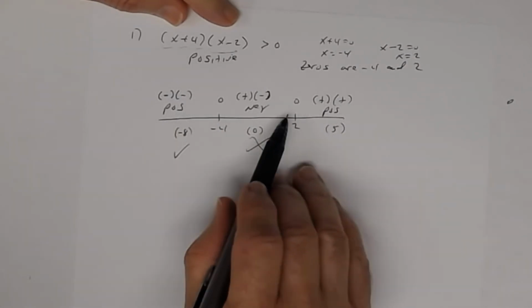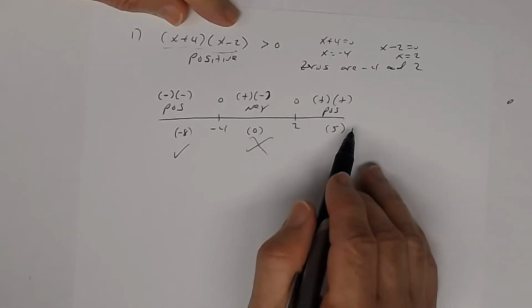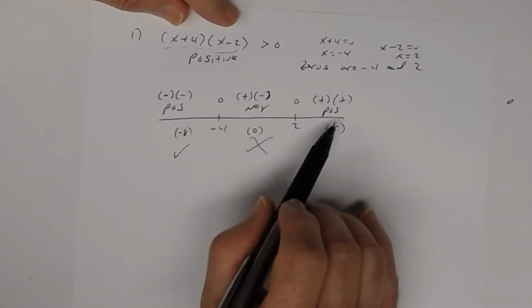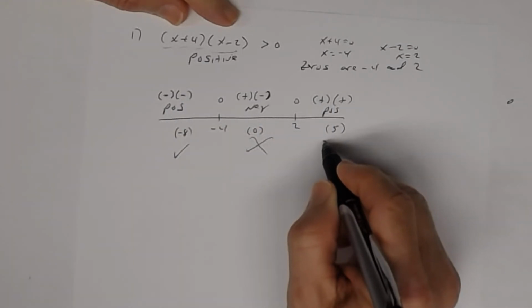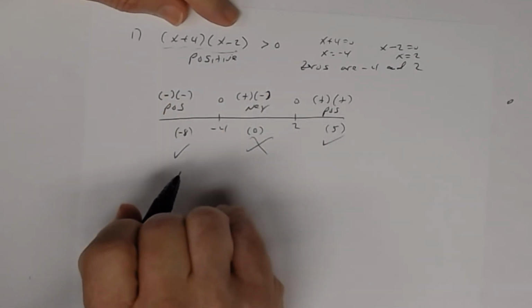That means that in this interval, no matter what test point I use, if you pick 10.7, this product is going to be positive. This product here will be positive. So any number in that interval will make this product positive. So I found my solution.